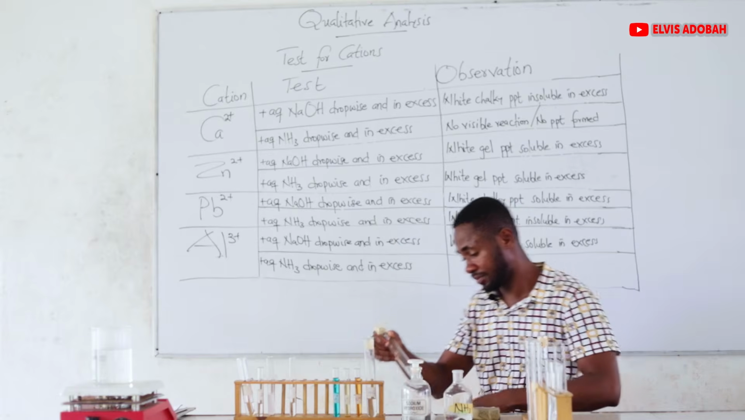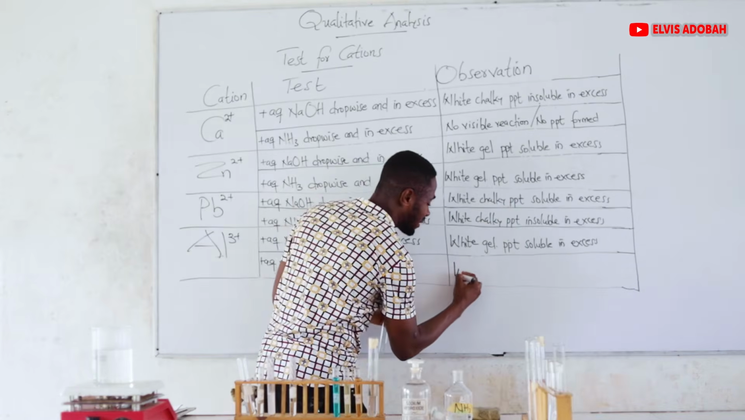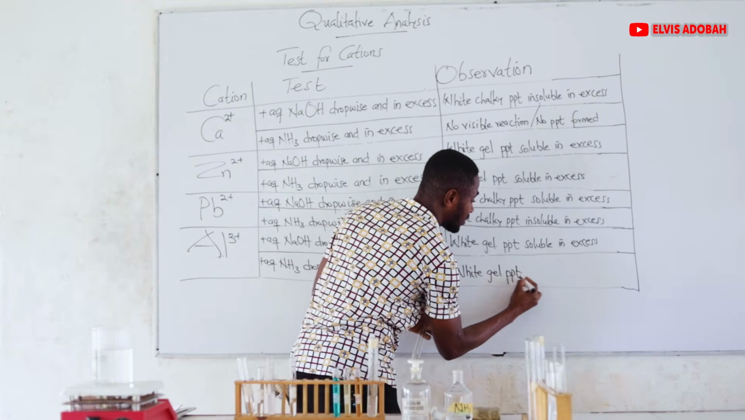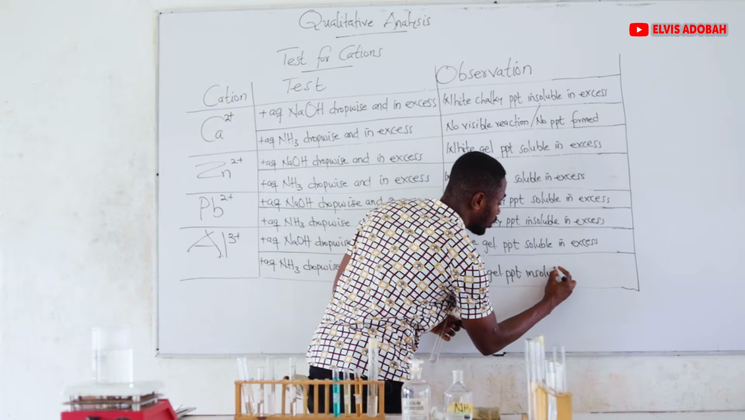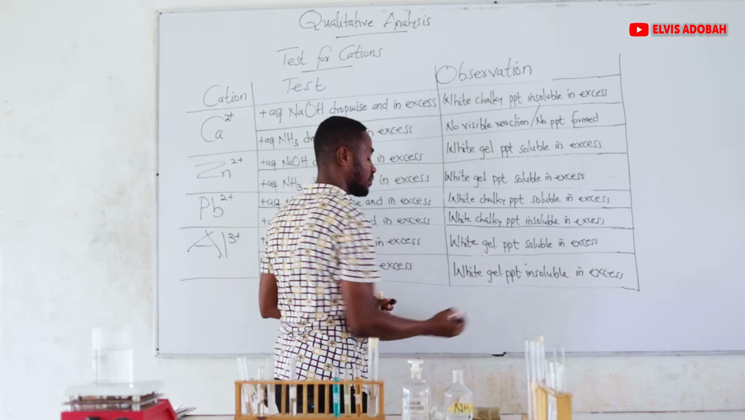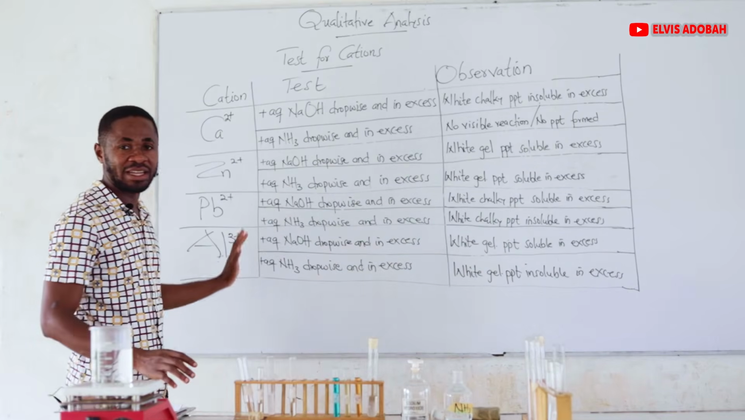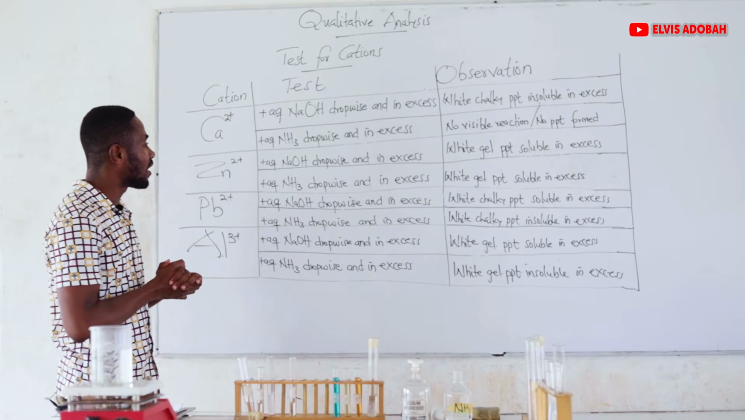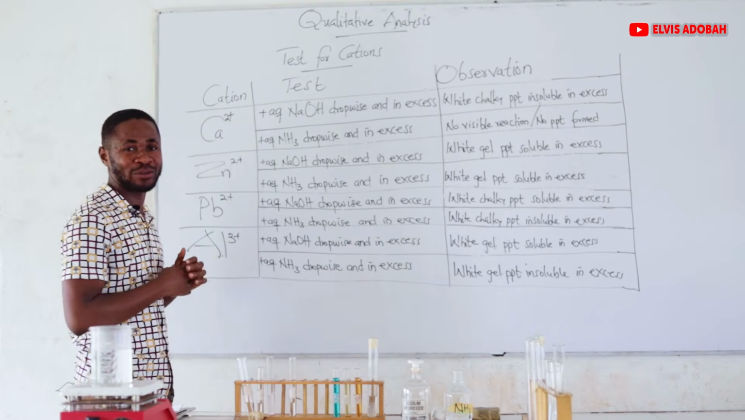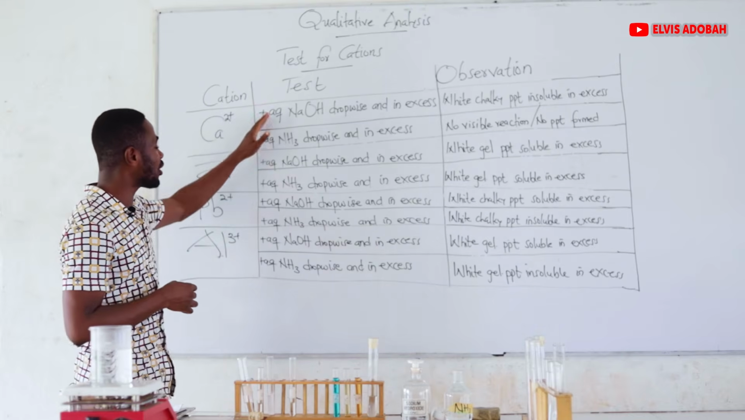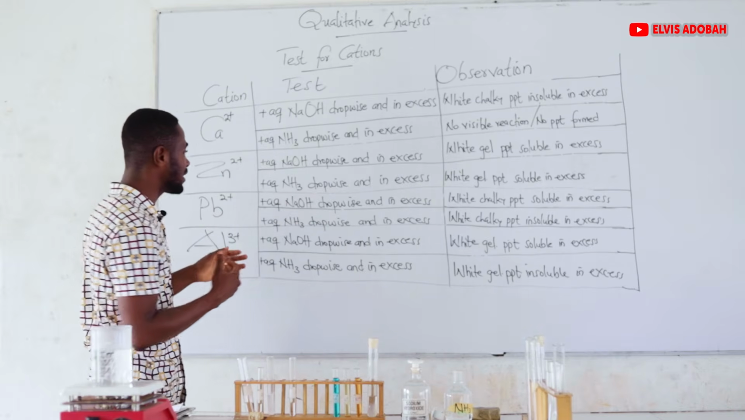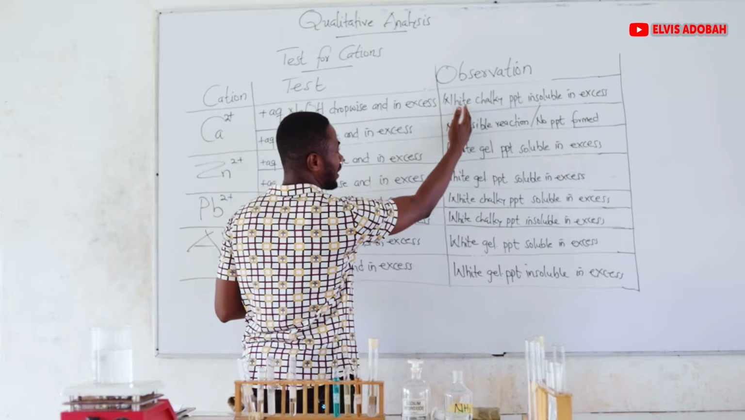Insoluble in excess. So we have white gelatinous precipitate, insoluble in excess. Now let's look critically at our table. With the test for calcium ions and lead-2 ions, using aqueous sodium hydroxide, we obtained white chalky precipitates.